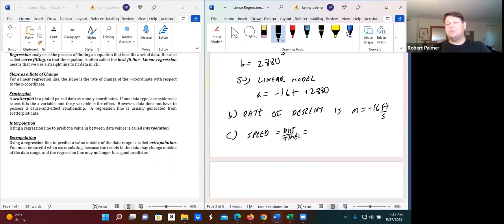In this case, that also equals the slope. It is equal to the absolute value of the slope, the absolute value of negative 16 feet per second. Because for speed, we just think about absolute value. The negative gives us the direction, so that's going to be 16 feet per second. And once again, based on this model, that should be constant. So our speed then is our rate for a linear function.